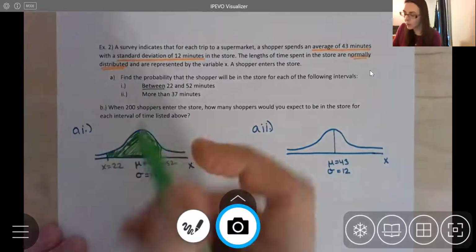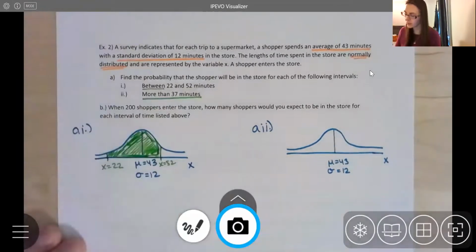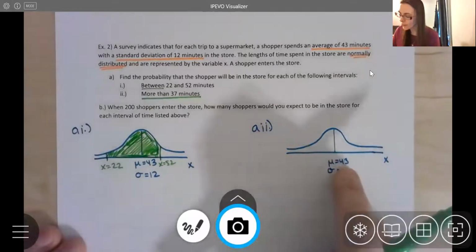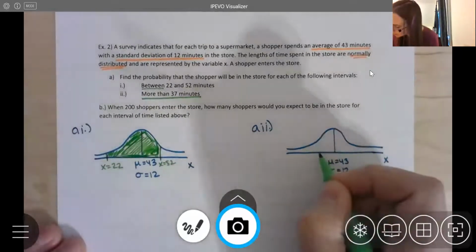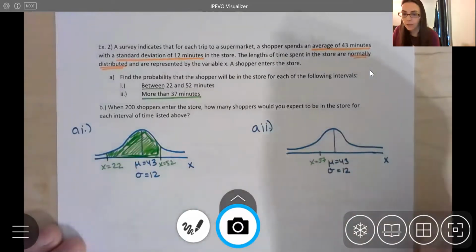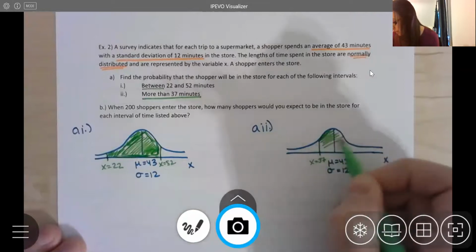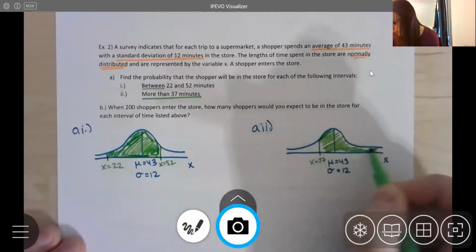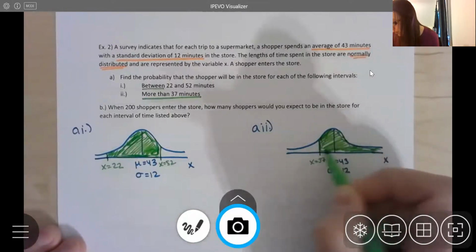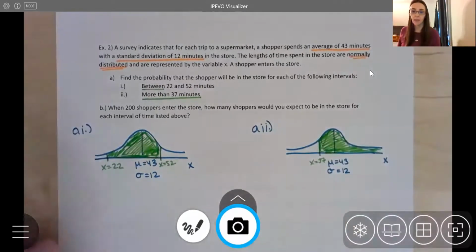For the second example, we're going with more than 37 minutes. So first of all, 37 is smaller than 43, so not too much smaller though, so maybe it's like right here. So it's going to go on the left, and then I want more, so I'm going greater than. So these are the two regions that I'm trying to find in my examples.